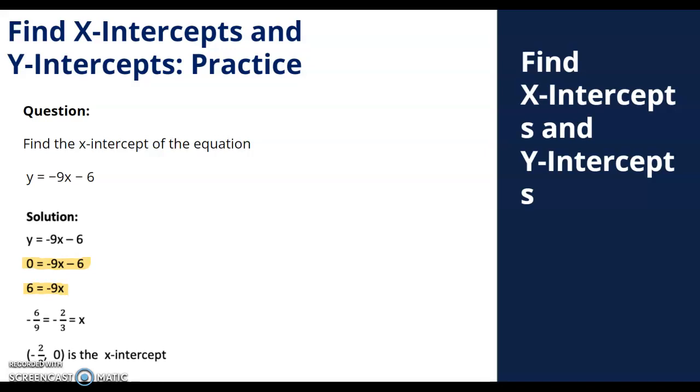You have negative 6 over 9. When you simplify negative 6 over 9, that is equal to negative 2/3, and that is your x. So the x-intercept, the x-coordinate, is negative 2/3. And then the ordered pair that represents your x-intercept is negative 2/3, 0. The y-coordinate is 0.